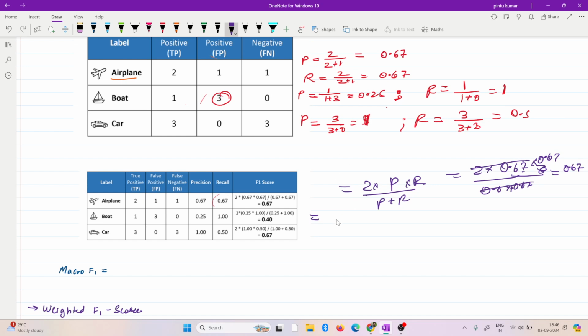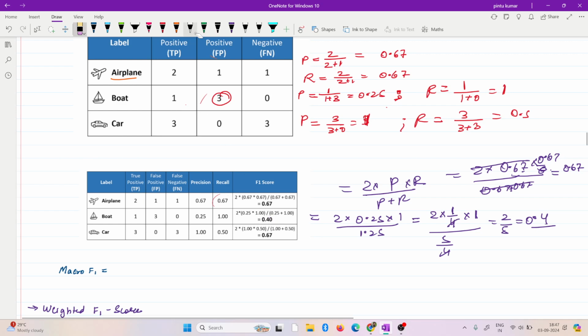For the second entry, we have 2 times precision, which is 0.25, recall is 1, divided by 1.25, right? So what we can do is, 1.25 is 5 by 4, right? So this is something like 2 into 1 by 4 into 1 divided by 5 by 4. This is something like 2 by 5, which is 0.4. Okay, so this is what we have obtained. And similarly over here. So for all 3 classes, you have obtained one value for F1 score.